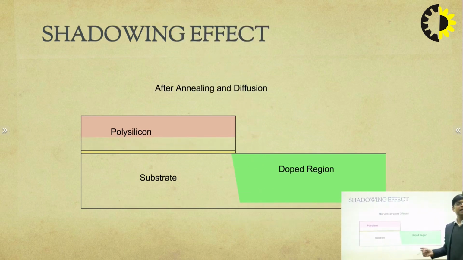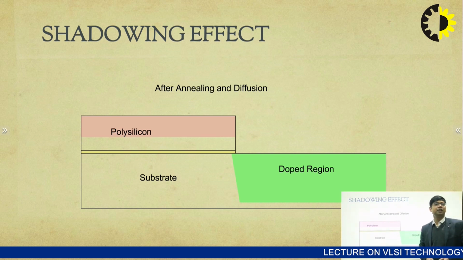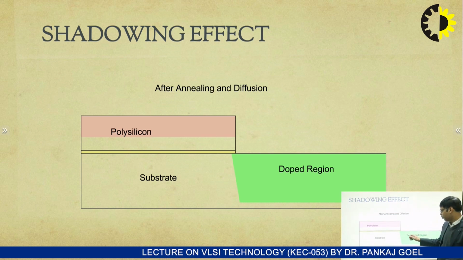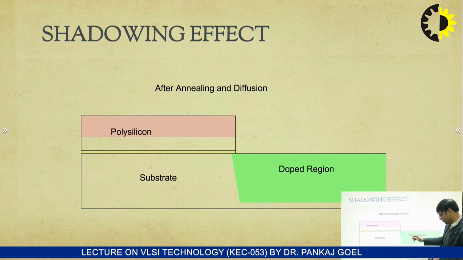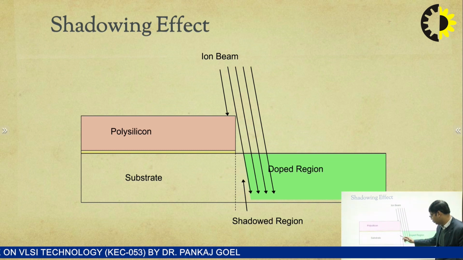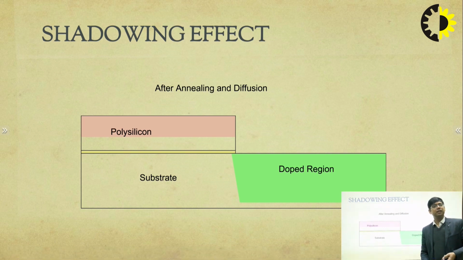It can be healed with the help of an annealing process. Annealing is a high temperature process in which dopants from a higher concentration region travel to a lower concentration region. So the dopants from this higher concentration region go to the low concentration region in the left direction. So the shadowing effect problem can be overcome by annealing and diffusion.